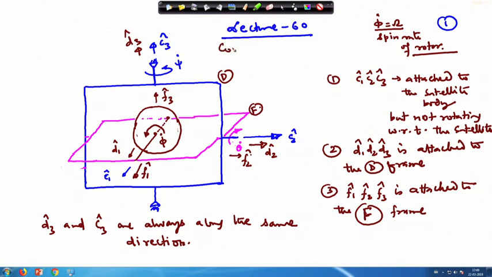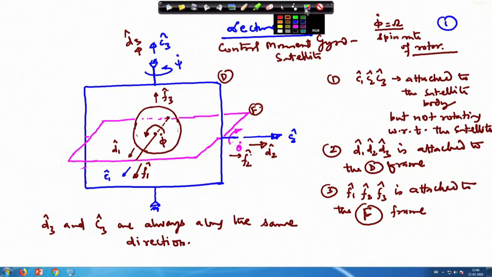Okay, welcome to lecture number 60. So, we have been discussing the control moment gyros. I have made this figure for the control moment gyro in advance.